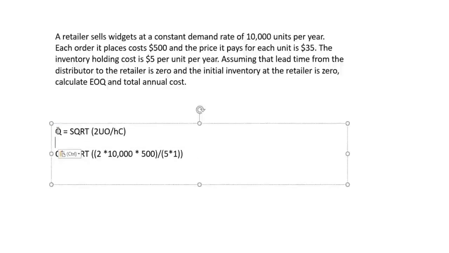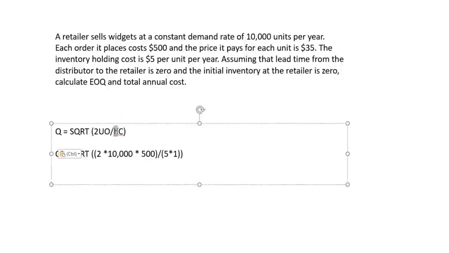So it's the square root of 2 times the annual usage rate, which is U, times the ordering cost, which is O, divided by the holding cost, which is H. Actually, we want the holding costs here. Sorry, so we want the holding costs. This is a bit of a typo.